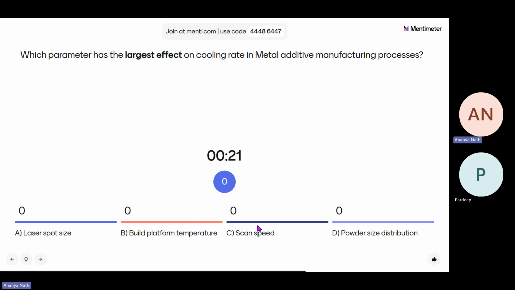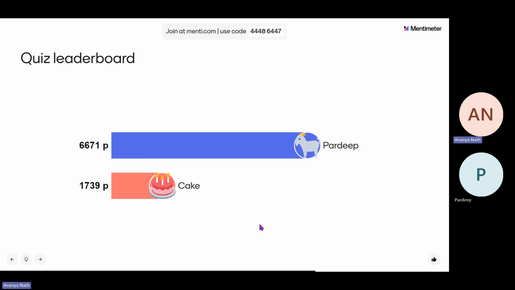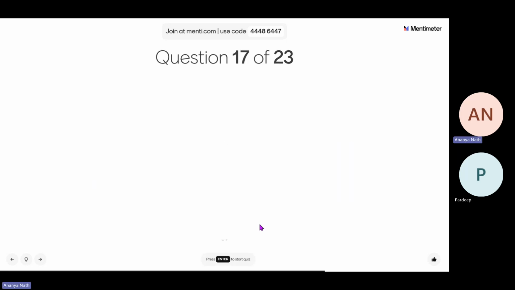Which parameter has the largest effect on the cooling rate of metal additive? Cooling rate is dependent on how fast you are moving, with the scan speed. The faster you move, the faster the material will cool down. So scan speed also has the highest influence on part quality in LPBF, DED or any metal additive. Next question.